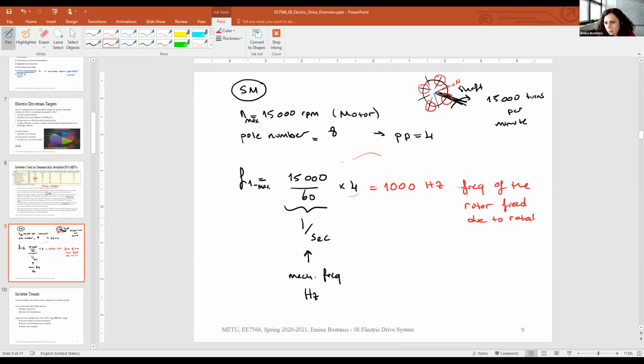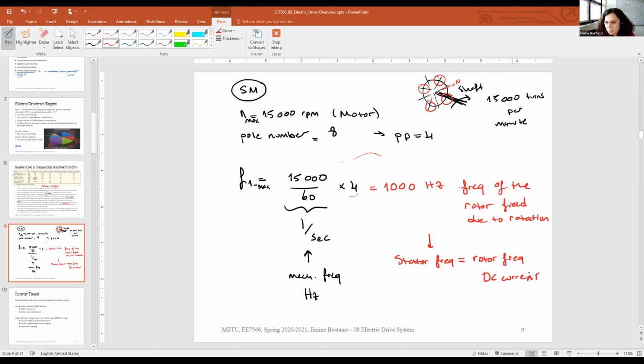And of course, this is a synchronous machine, so the rotor frequency has to be the same as the stator frequency. Rotor currents have a frequency of 0. The rotor has DC currents, but it has a rotor frequency because of the rotation. Anyway, I think you all know these. So the stator frequency has to be 1,000 hertz.